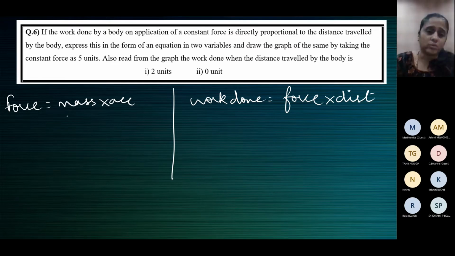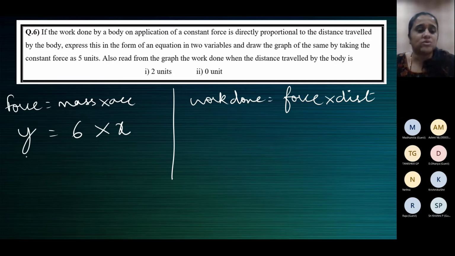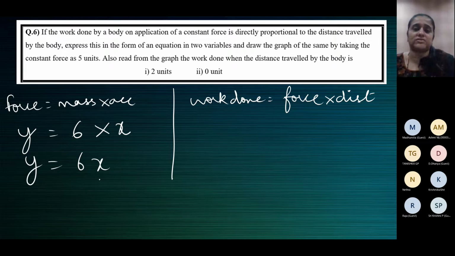In the earlier question, the mass was given to you. I think 6 kgs was given. So we took mass as 6, into acceleration we took as x, and force we took as y. So the equation is y is equal to 6x. We made the graph of y is equal to 6x.